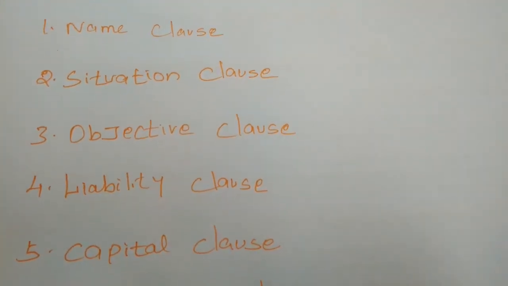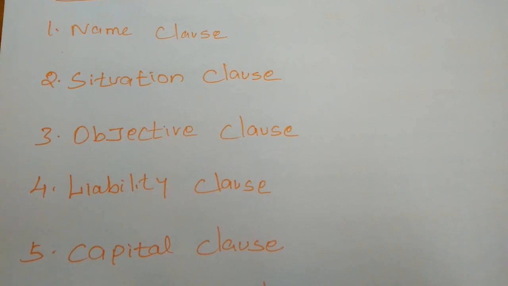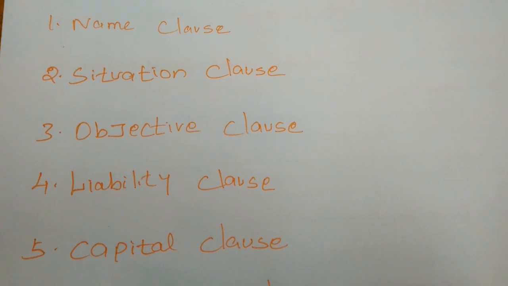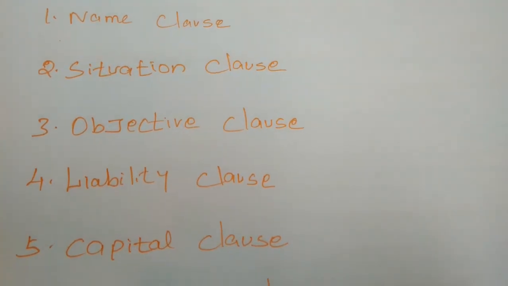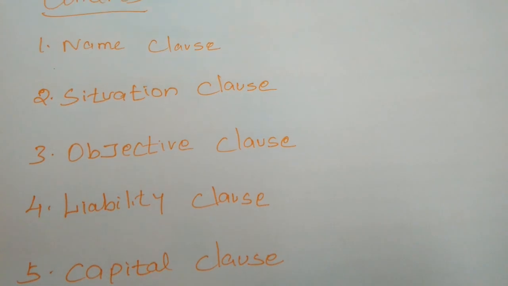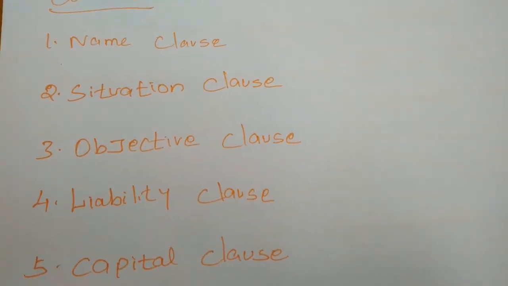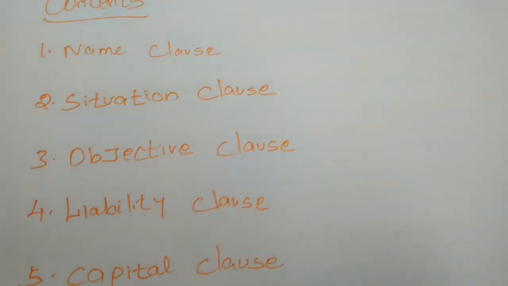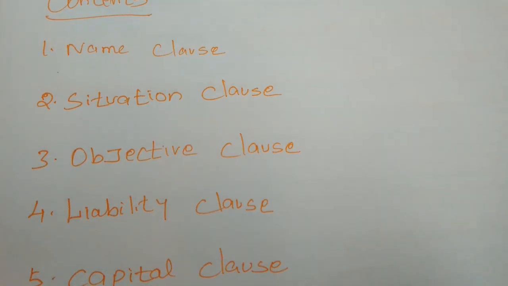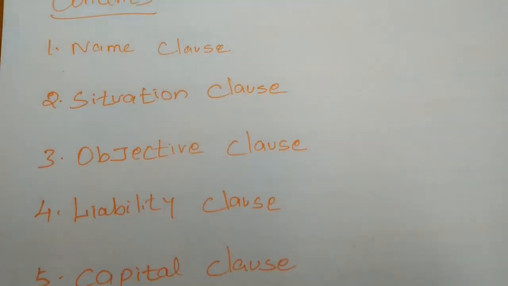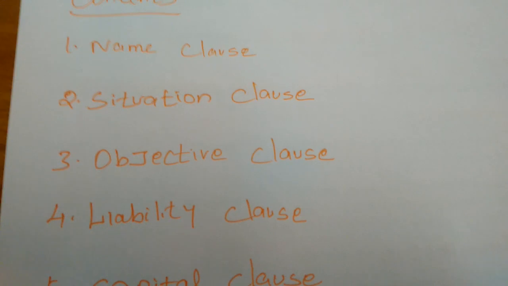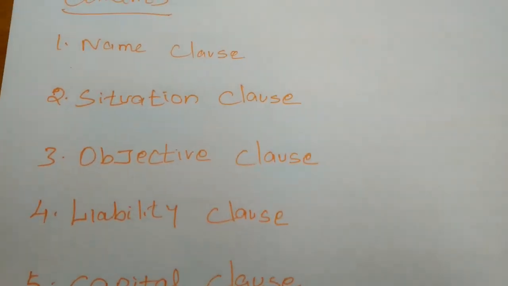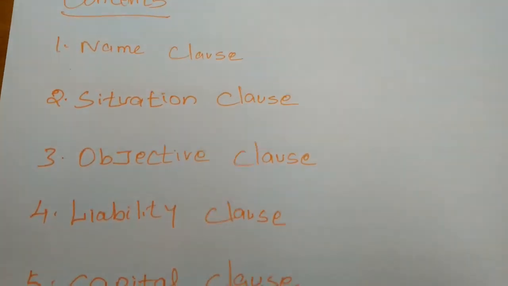Next is the situation clause. Situation clause means the location of the company. The registered office clause requires sharing the physical location of the registered office of the company. Even if it has more branches, the company must have one head office. So the situation of the registered head office must be mentioned. The company's registered office must be established prior to commencing business activities.